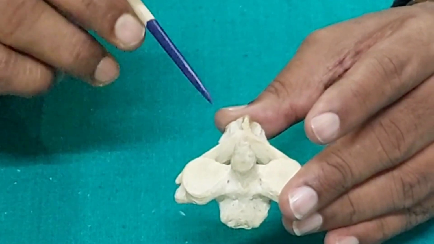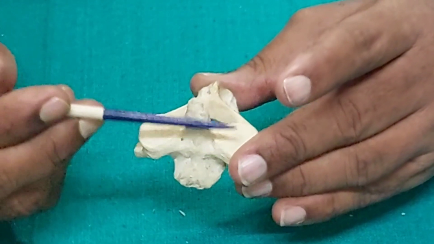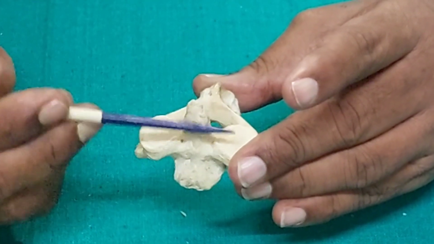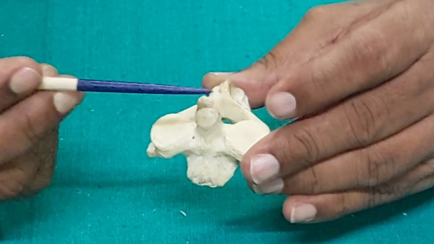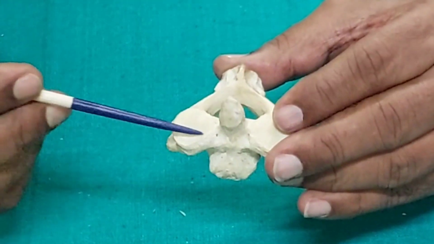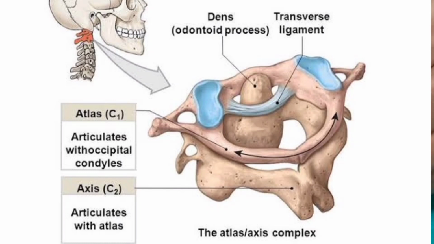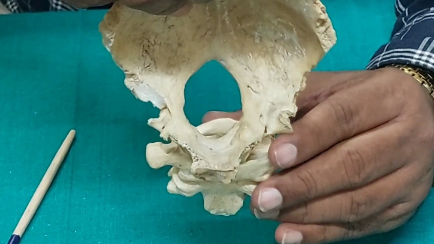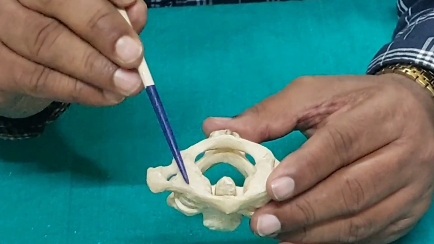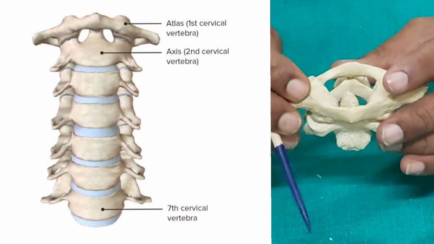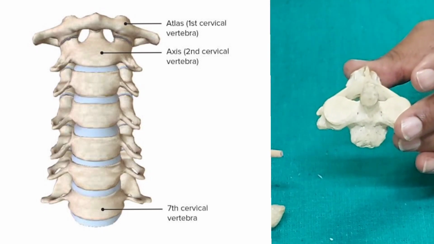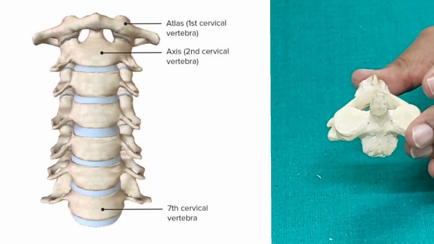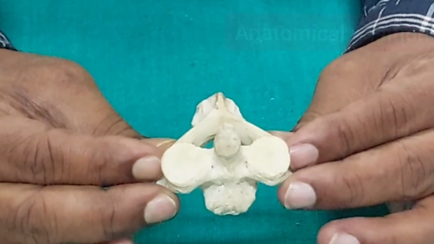The median atlantoaxial joint, that means between the atlas and the dens, does not take part in the transmission of the weight. The lateral masses of the atlas and the superior articular facets of the axis are weight bearing. So weight transmits from the occipital bone or head to the lateral mass of the atlas, then through this to the axis here, then from the axis below it transmits to the bodies of the other cervical vertebrae. This is the anatomical position.